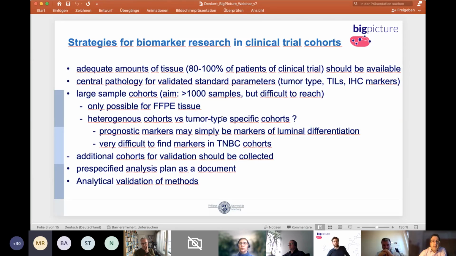Then we have to think about whether we want a heterogeneous cohort or, for example in breast cancer, focus on a triple negative cohort. If we are planning to do this, it's important to already think about possible validations. Whenever we find something, we should have another cohort suitable for later clinical validation of this biomarker. Obviously, we need a pre-specified analysis plan as a document, and the methods we use should be analytically validated.